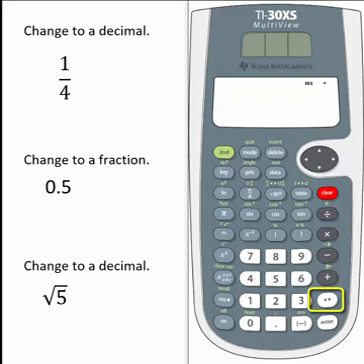Using the toggle button, we can switch decimal answers to their fractional form, fractions to decimals, and we can even change square roots to decimals. Let's try these three problems, and all we want to do is change them to another form.